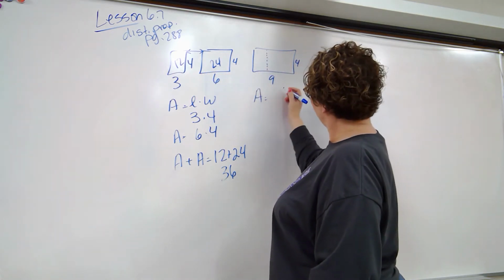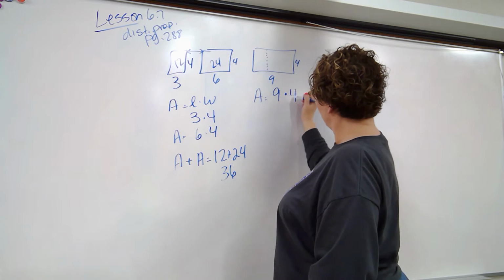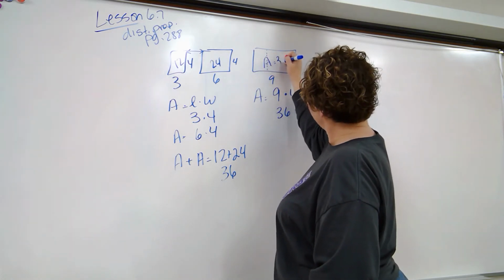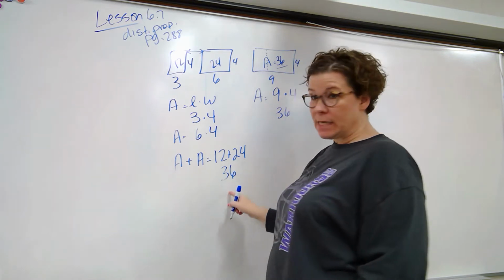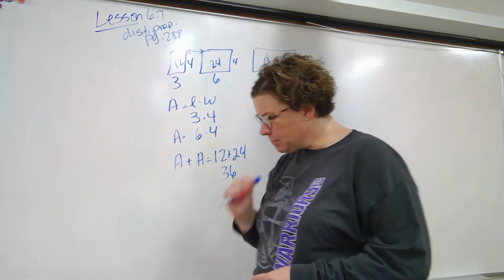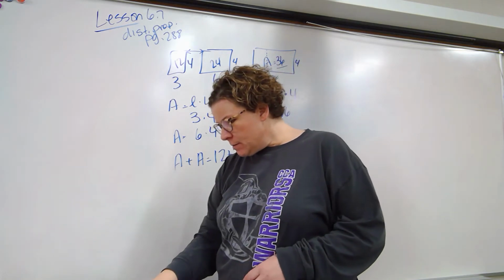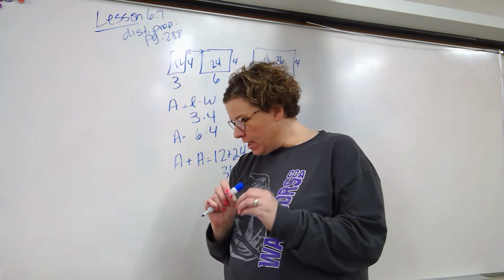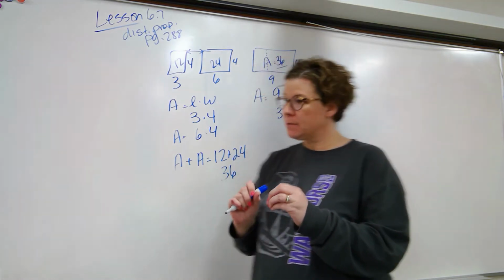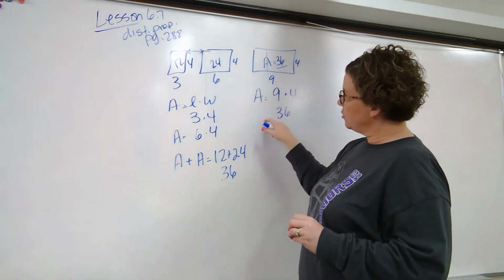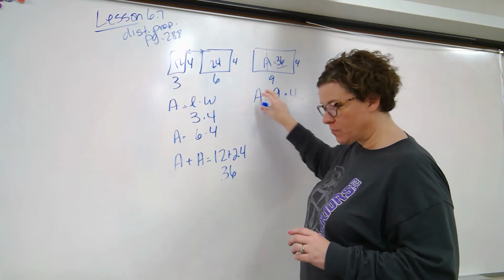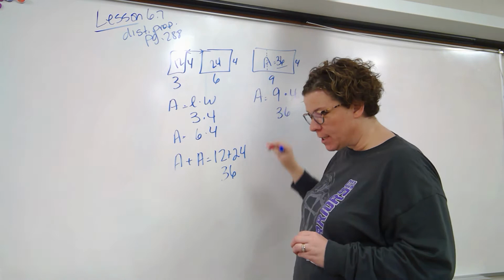Now, if I do the area of this whole block, I get 9 times 4, which is 36. So this total area is 36, just like it is here. What they're trying to show us is the two expressions have the same value. They're equivalent expressions, and we're using the distributive property. These are equivalent expressions for the same information.